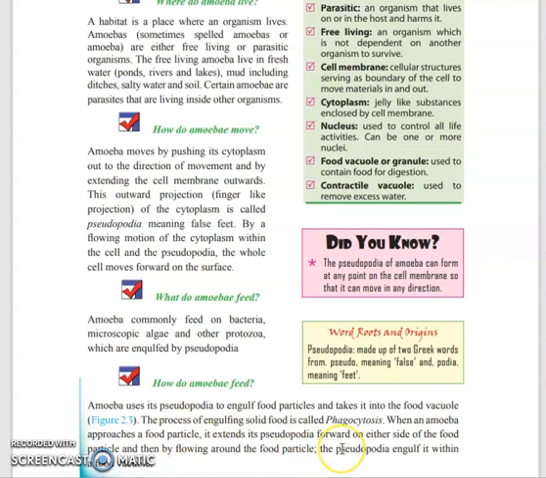And when an amoeba approaches the food particle, it extends its cytopodia forward on either side of the food particle, and then by flowing around the food particle, the cytopodia engulf it with their food vacuole.